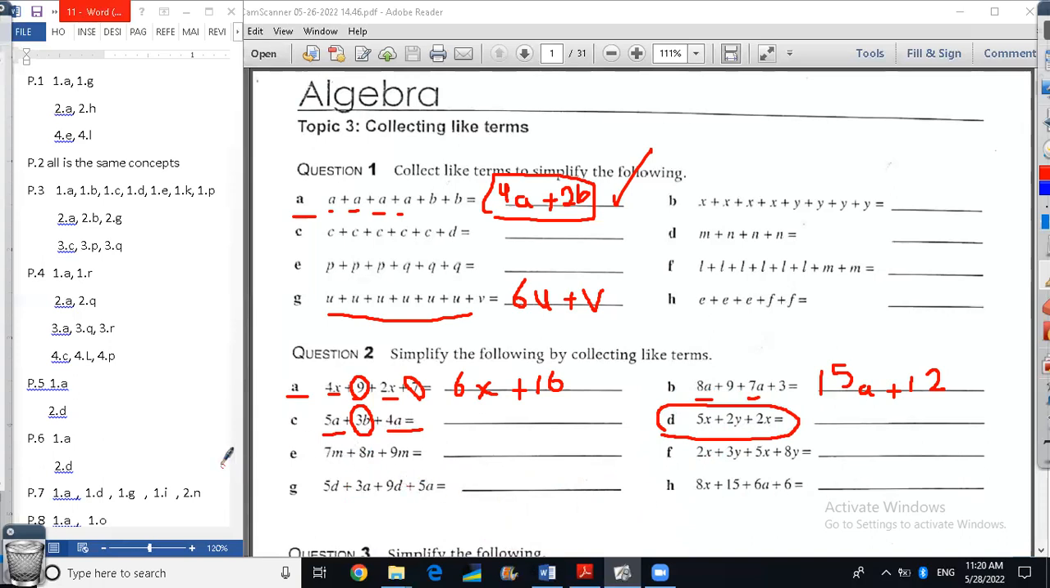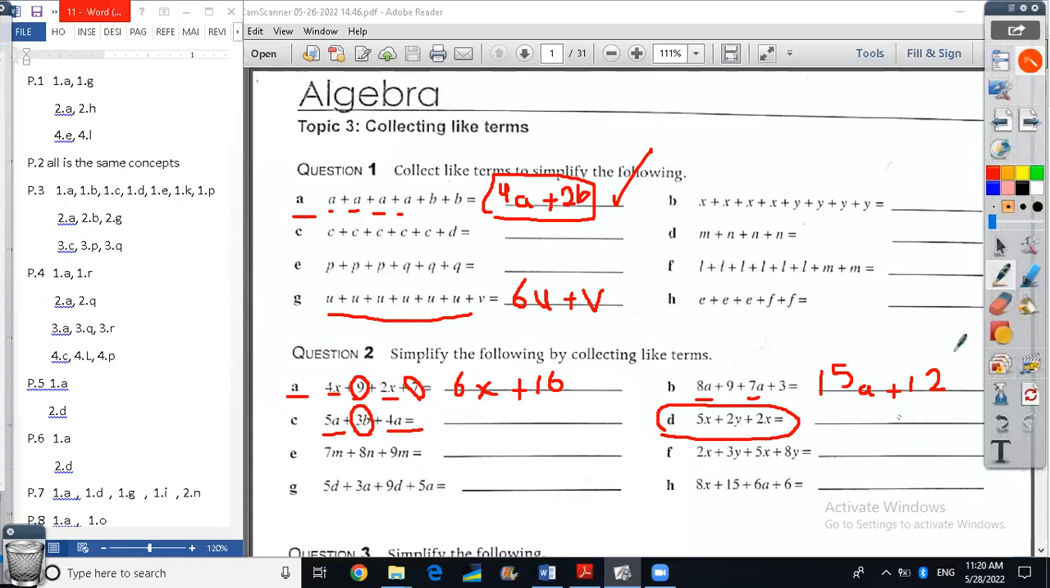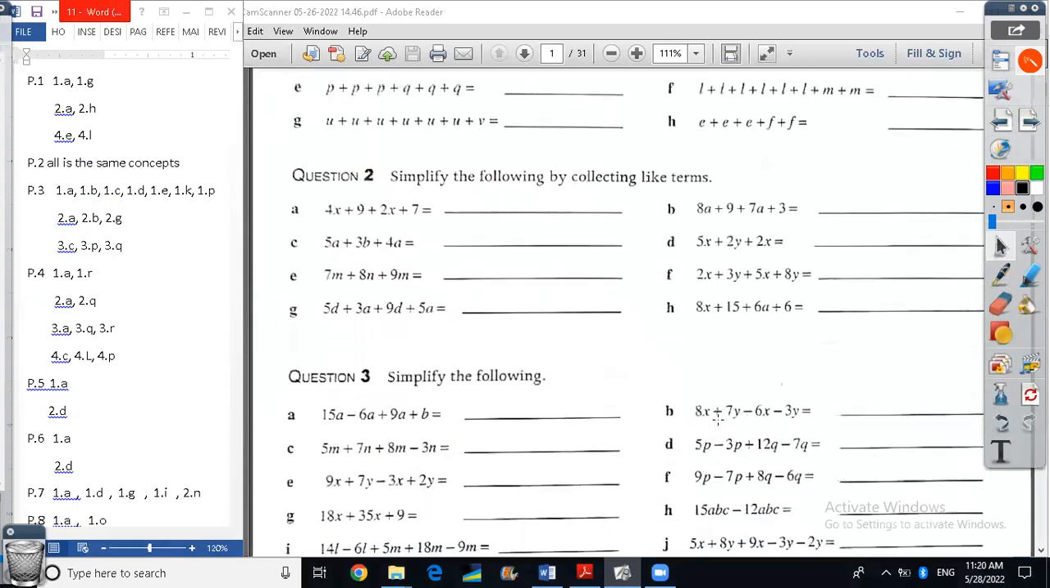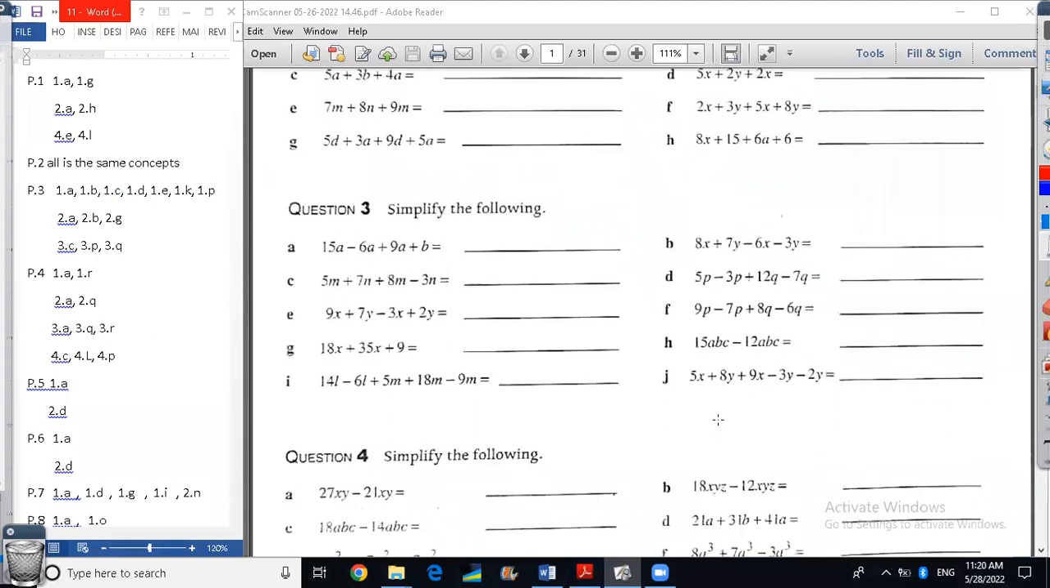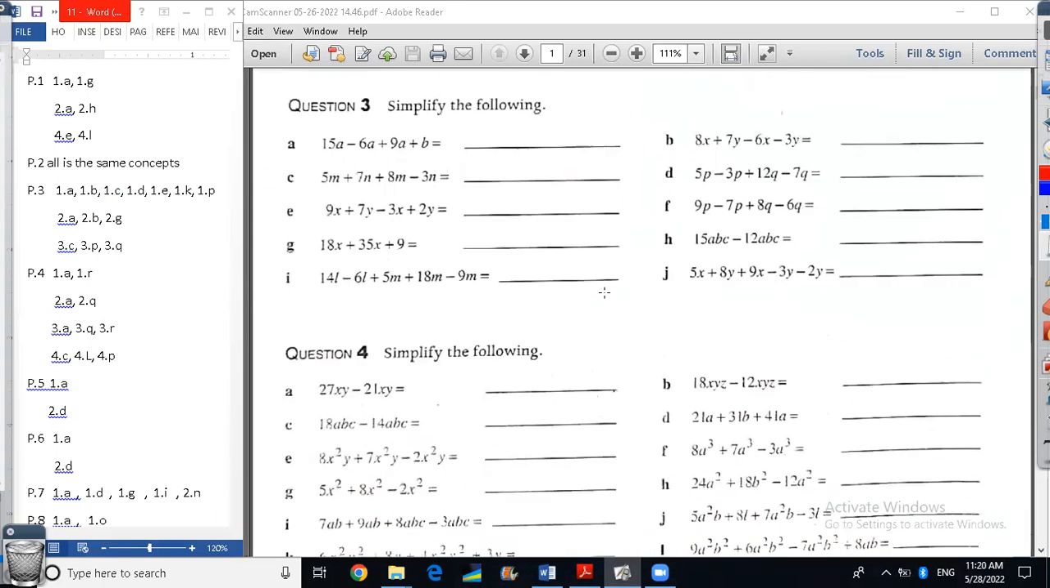Let's go to now question 2A to H. Okay, everything here is the same, 4E and 4L. Let's go down there, 4E and 4L. Question 3, also the same idea exactly. We're going to take the M's together, the L's together, and so on with the rest of the questions.